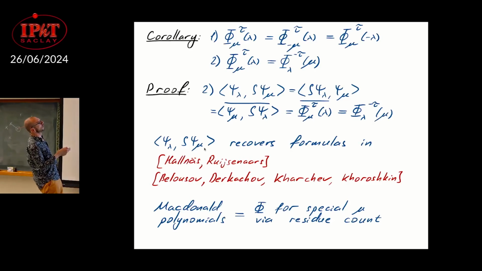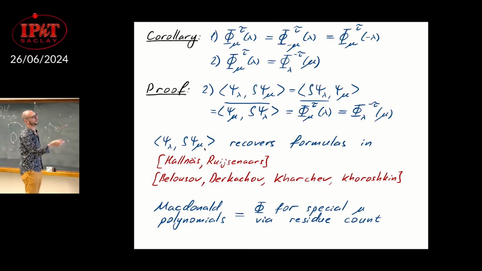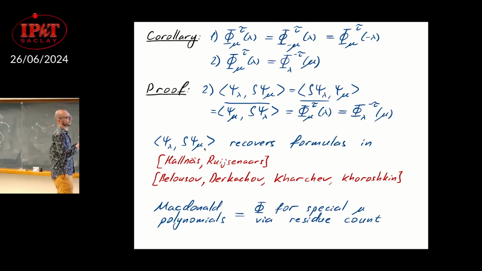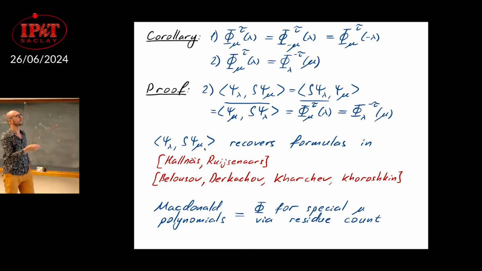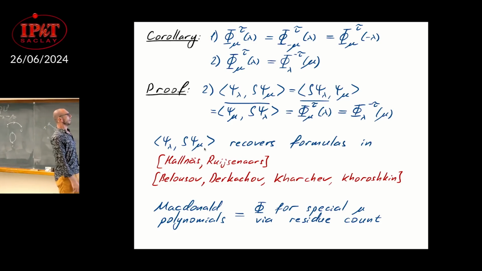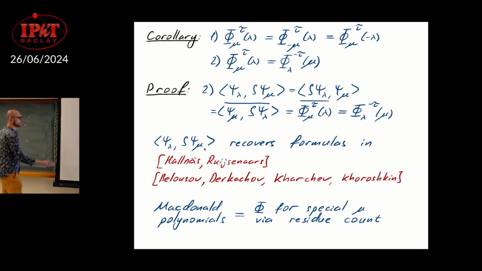This equality, it's sort of a mix of two different Macdonald dualities, but this equality just comes from the property that we can think of a Macdonald eigenfunction as a matrix coefficient, and knowing that S is, well, for SL_N, a unitary operator of finite order 2 in fact here, but it works for GL as well. And indeed, this formula, this matrix coefficient, recovers known formulas for Macdonald eigenfunctions, so those that appeared in Haiman's, Ruijsenaars's works, or recently Belousov, Derkachov, Khoroshkin, and Kharchev.